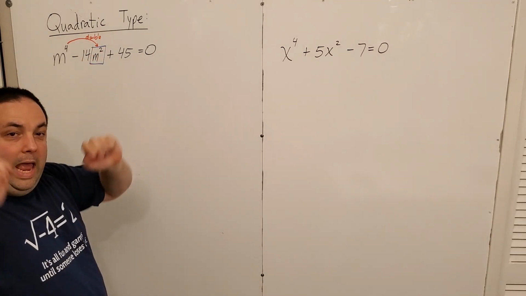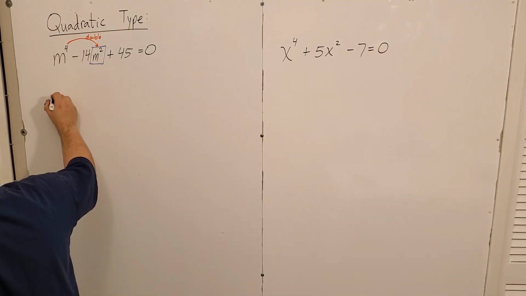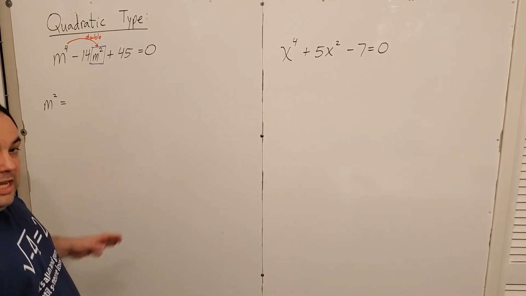That's your x. Okay, so here I'm going to say m squared equals. And then I'm going to use the formula. There shouldn't be any other letters in there.